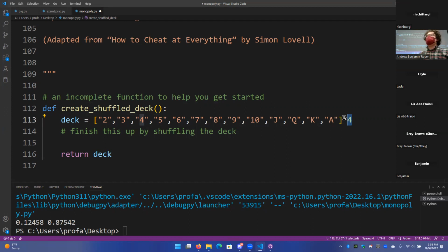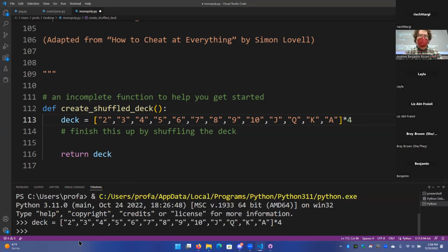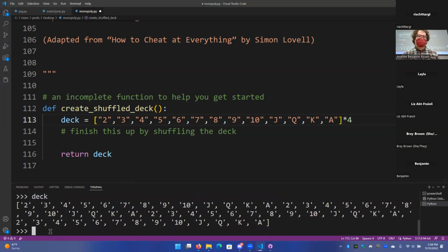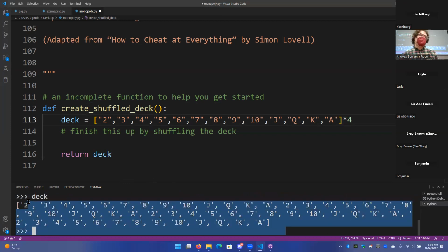Remember, when we do multiplication with a list or a string, here, I'll just show you on the console. It replicates it that many times. So if I did ha and multiplied that by 5, I'd get ha, ha, ha, ha, ha.